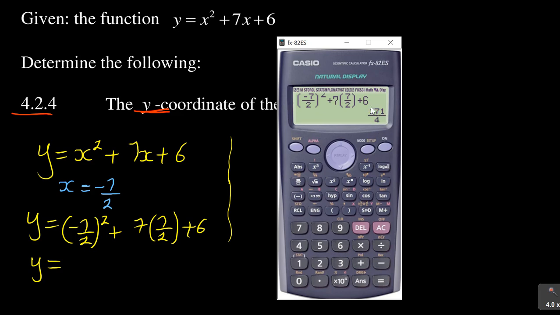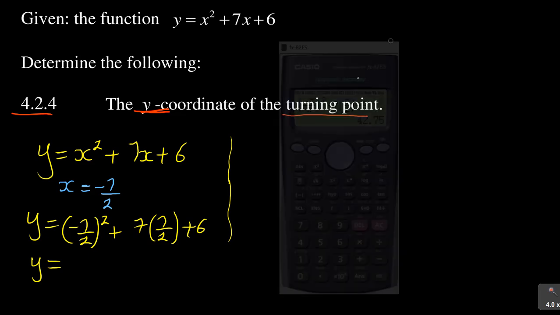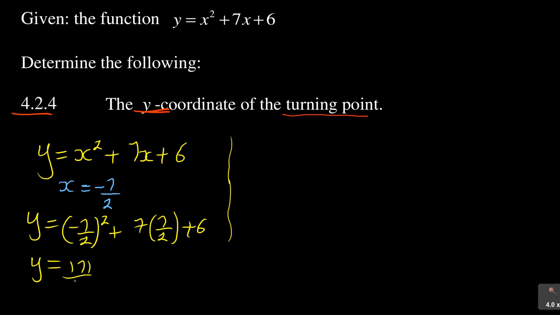Now you need to write it at least in decimal places so that you know what you're dealing with. 171 over 4 is equal to 42.75. That is in fraction form as well as in decimal form. So this is our y coordinate of the turning point.